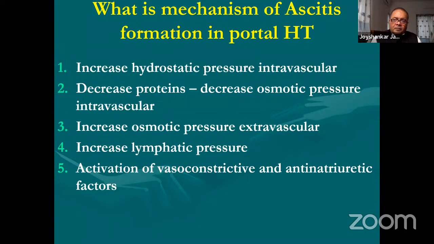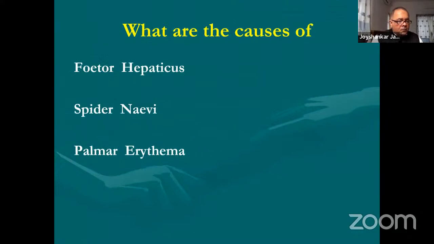Then what are the causes of fetor hepaticus, the sweet and musty smell which is coming out? The cause of fetor hepaticus is that the normal demethylation process is inhibited by liver damage. Therefore, methionine is converted into methyl mercaptan, which gives this sweet, musty odor.